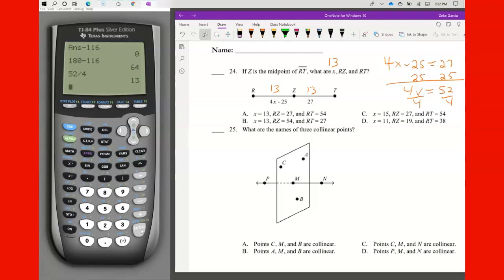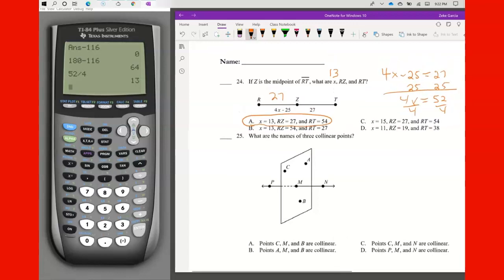I take that back. No, I'm sorry. Let me take this back. This is 27, of course, and this is 27. So 27 plus 27 has to be 54. So RT is 54, RZ is 27, and x is 13. So it has to be A. So I'm checking 24. Yeah, it is right. It's A.